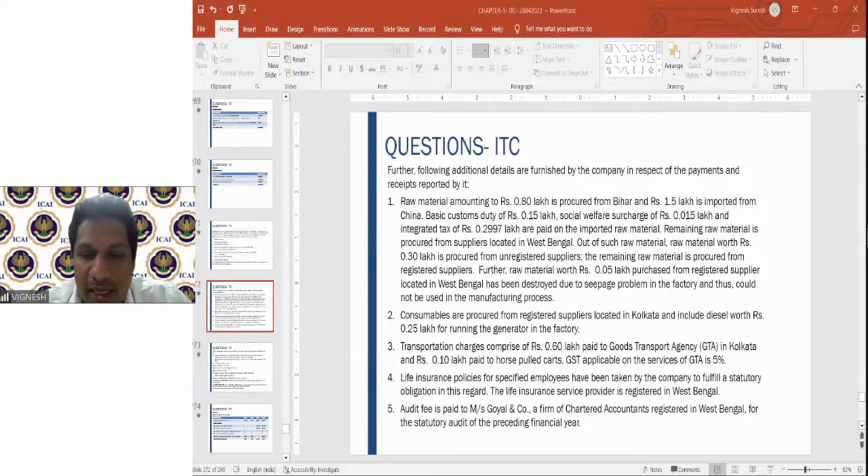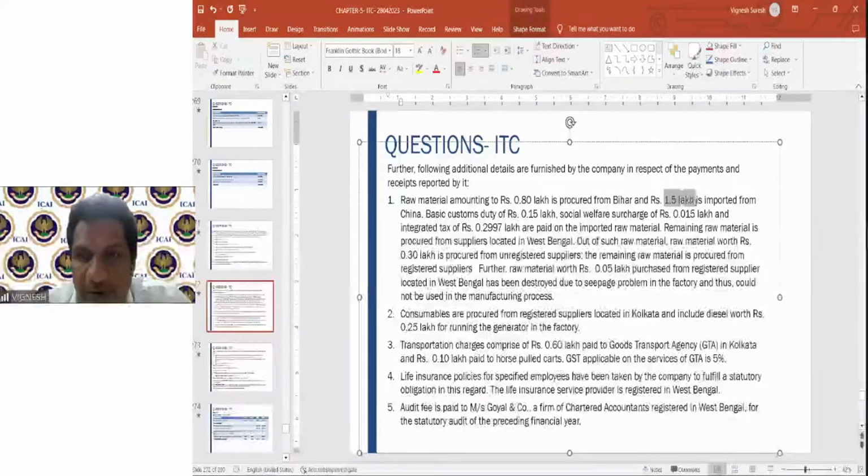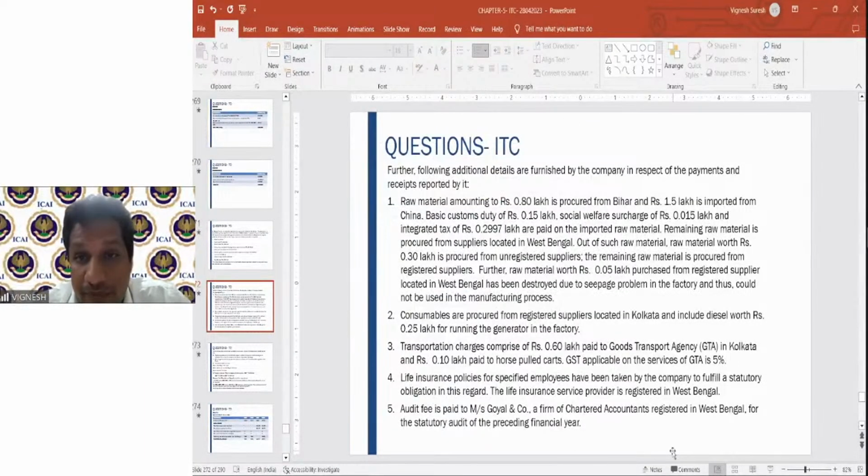Then raw material imported from China, 1.5 lakhs. In this, IGST credit is available. IGST credit 0.2997 is available, which is nothing but 29,970. That is available. Okay. The remaining raw material is procured from suppliers located in West Bengal.